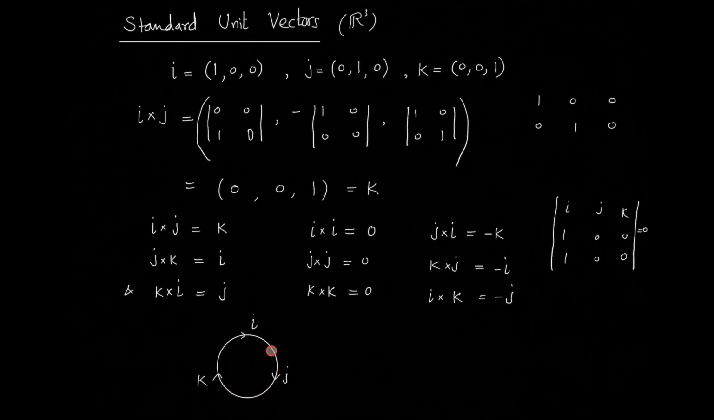But if you are going in the anti-clockwise direction, then you will get j cross i equal to minus k. If you go k cross j, it will be minus i, and if you go i cross k, it will be minus j. So in this way you can remember the operations of cross product on the standard unit vectors on R3.